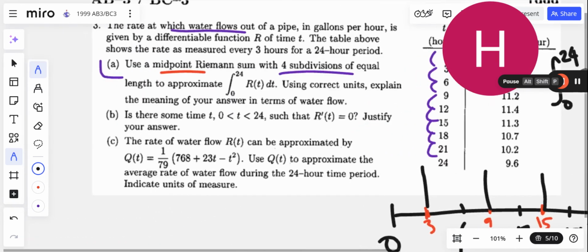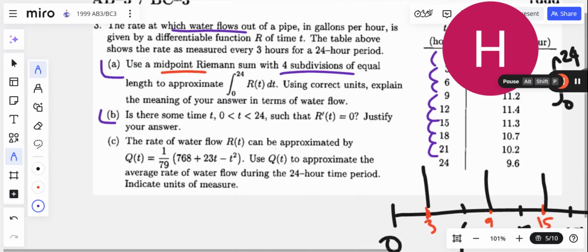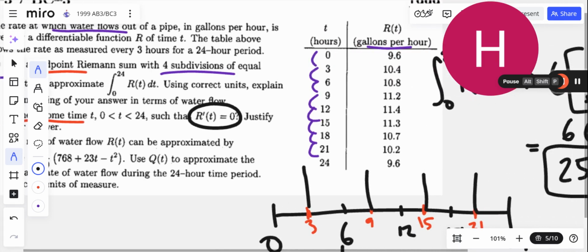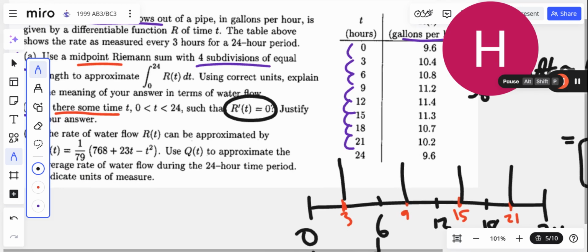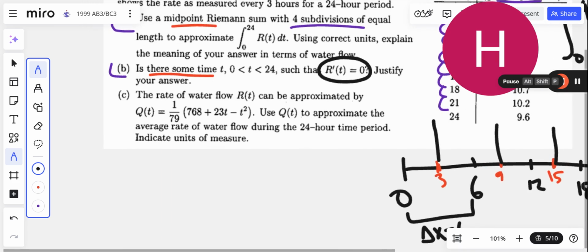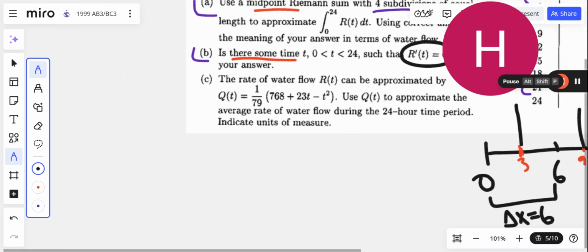Okay, let's take a look at part B. This is a pretty easy question. Is there some time such that r prime equals 0? Well, it's basically asking if the derivative is ever equal to 0 at some point. And so in order to answer that, we pretty much just have to find an interval where the average on that interval is 0.